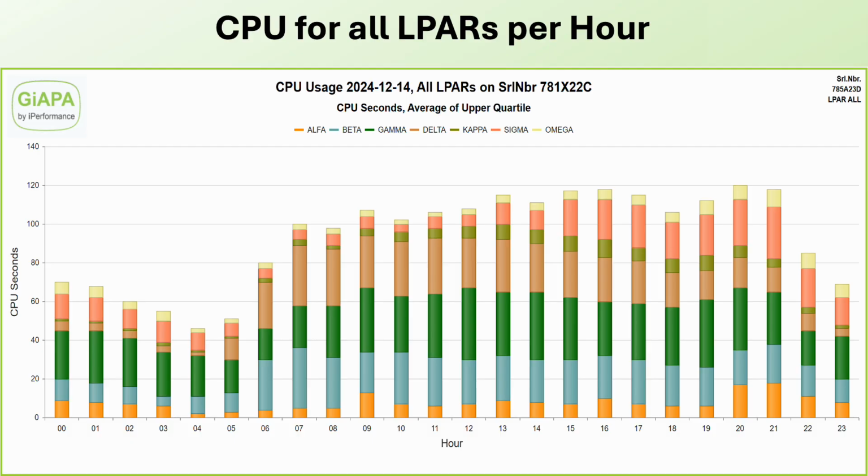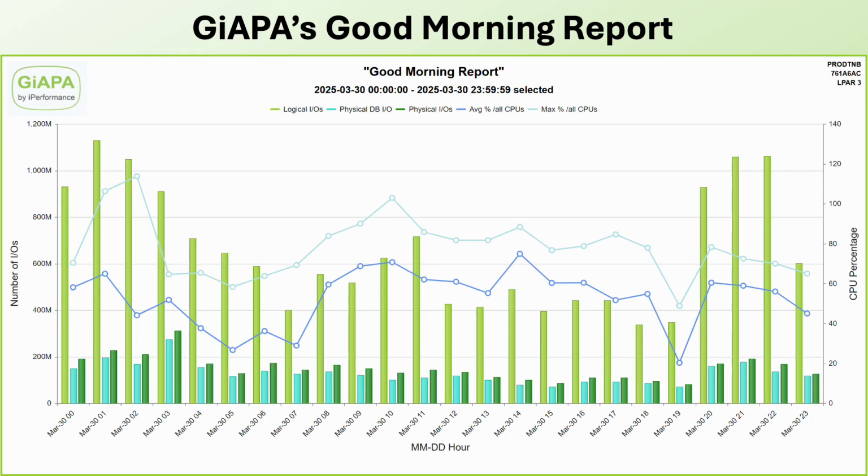Now I want to show you just 3 examples of GiAPA's many graphs. First, this graph shows the total CPU load for a single server where GiAPA is installed on all server partitions. Very useful when you want to check whether there is capacity for another LPAR on the same system. Next, the most popular graph. It runs daily and night batch at many customer sites and is emailed by GiAPA to head of operations. The Good Morning Report provides an overview of the CPU and I/O load from the previous day for a single LPAR.